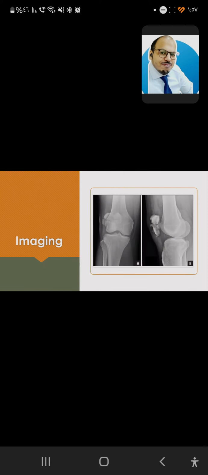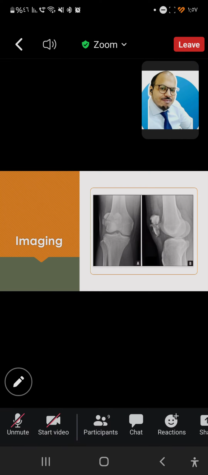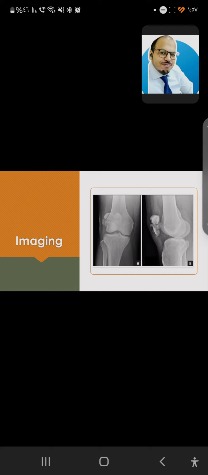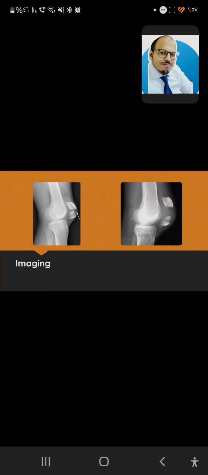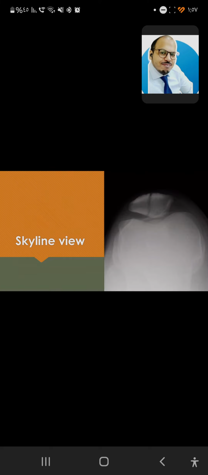So in terms of imaging, you always take two images, anterior-posterior and lateral views. For example, in this image, in lateral view, there is a displaced fracture of the patella and it's rotated. Displaced patella fractures. It comes to skyline view.